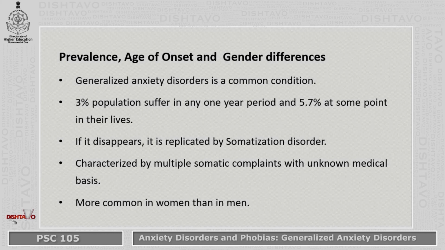The prevalence, age of onset and gender differences: people with generalized anxiety disorder all face a common condition. Their problem is anxiety. 3% of the population suffer in a one year period, and 5.7% at some point in their life come across generalized anxiety disorder. If they recover from this, then they get replaced by somatization disorder. Somatization disorder is another type of problem wherein the person always feels that he has some health problem or other. It is characterized by multiple somatic complaints with unknown medical basis. When the person is suffering from somatization disorder, there is no medical basis to say that this person is having such and such problem, and this problem is more seen in women than in men.